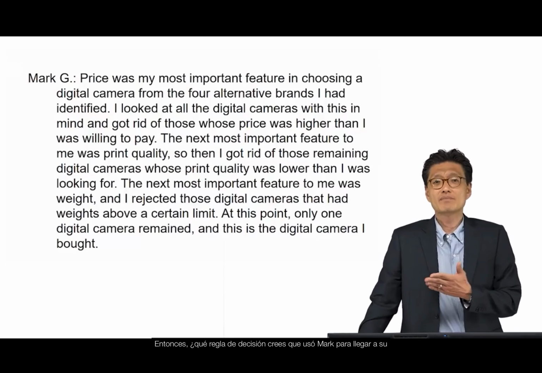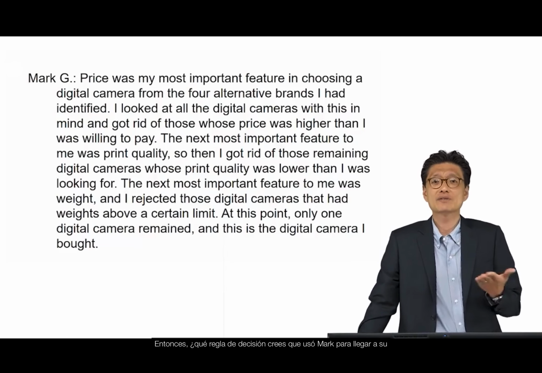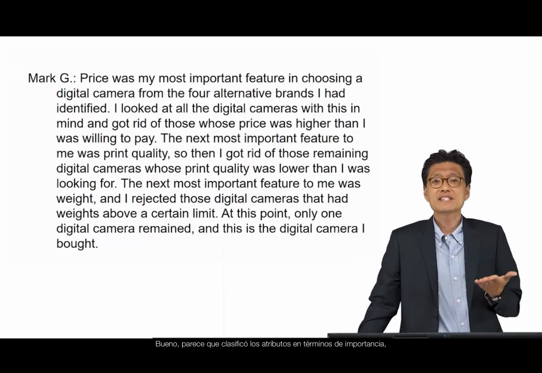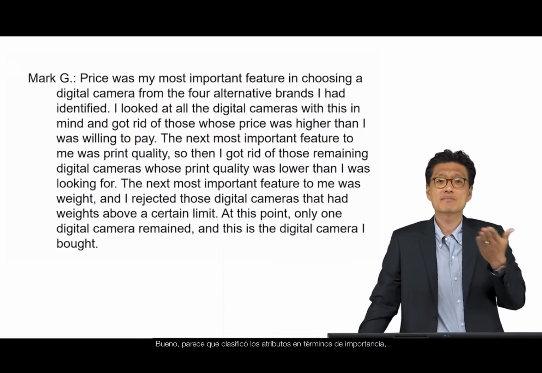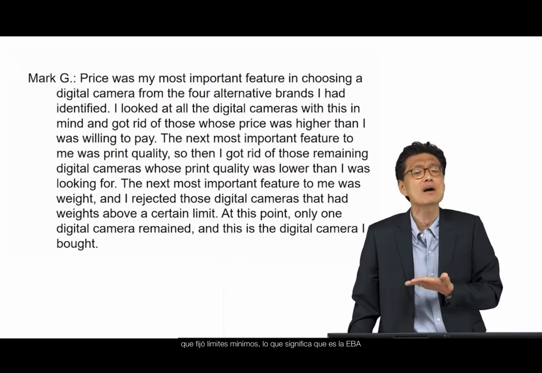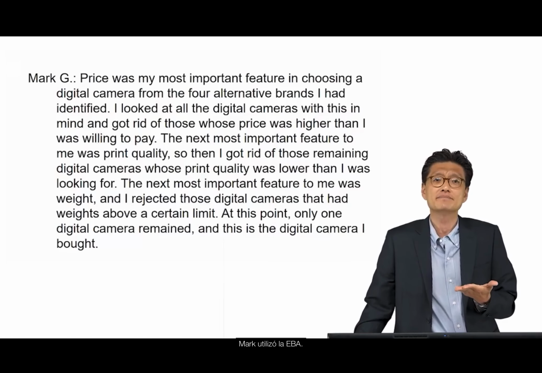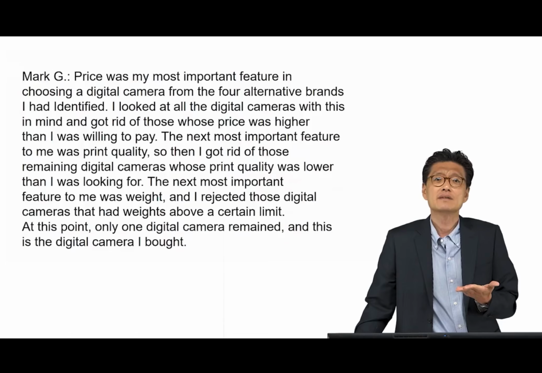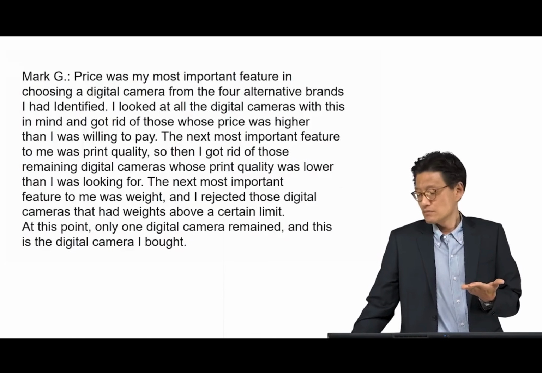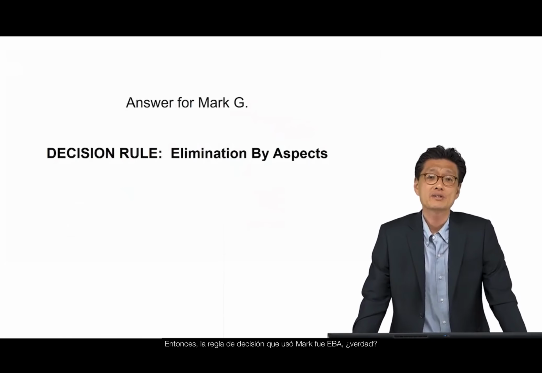So what decision rule do you think Mark used to arrive at his final choice? Well, it seems like he ranked the attributes in terms of importance, but not only did he rank the attributes in terms of importance, he set minimum cutoffs, which means then that it's the EBA. Mark used an EBA. So the decision rule that Mark used was EBA.